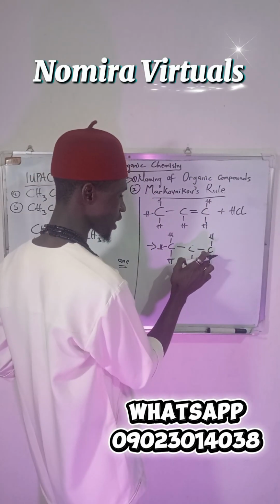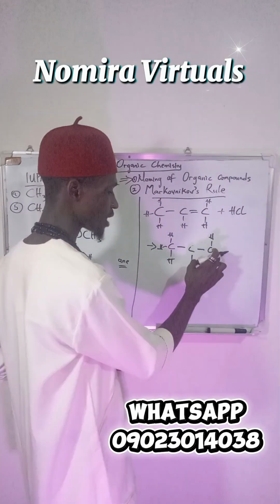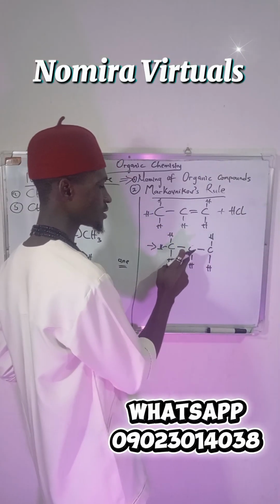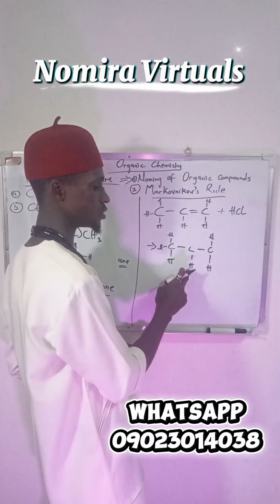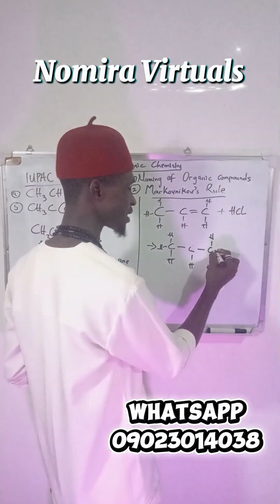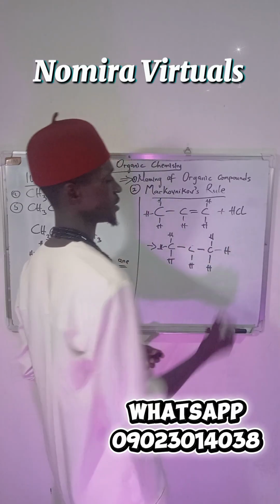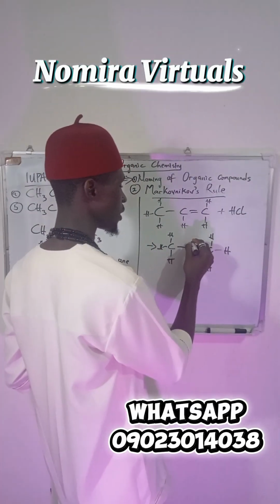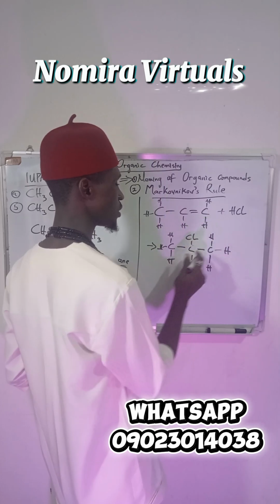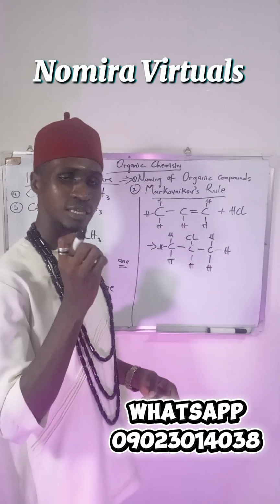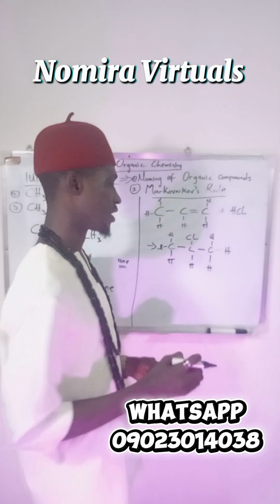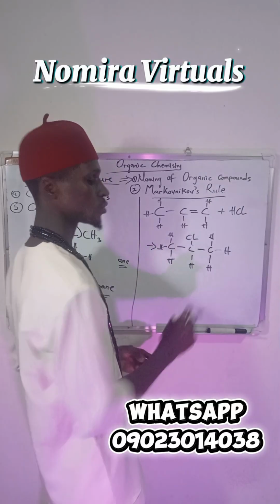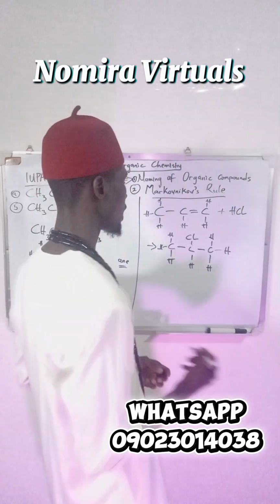So between this carbon and this carbon, this has 2 hydrogen, whereas this has only 1 hydrogen. So the hydrogen will be attached to the carbon that has more hydrogen, and then this chlorine will now come and attach to the carbon that has the lesser hydrogen. So this is the product that is formed. Let's see how to name it.